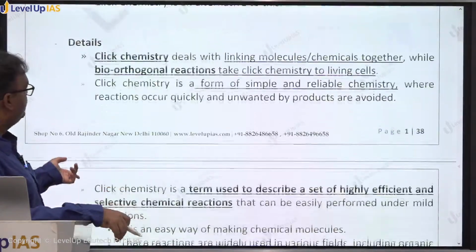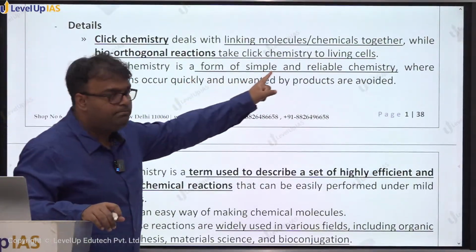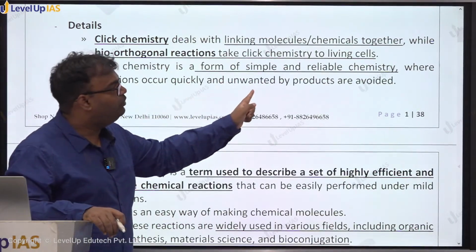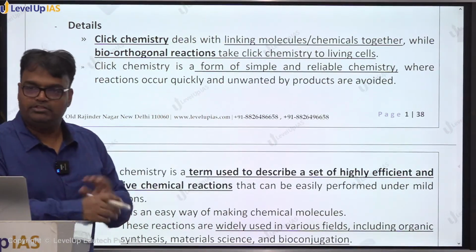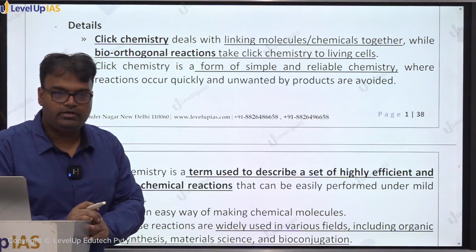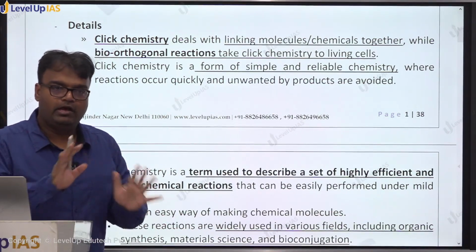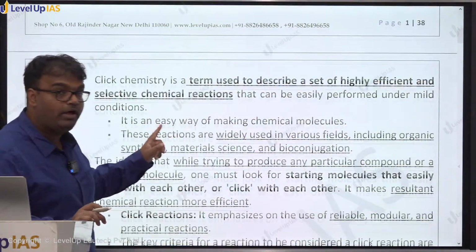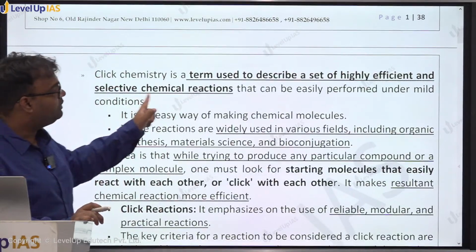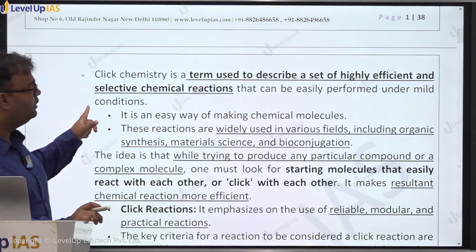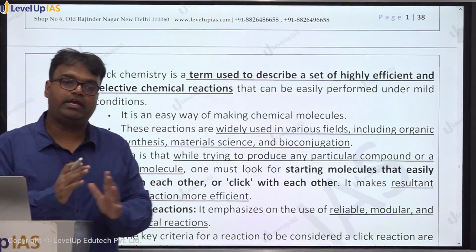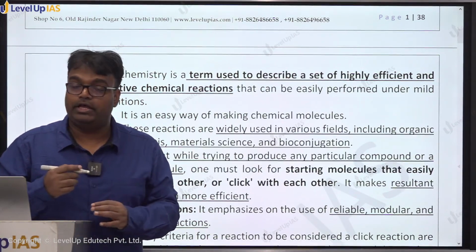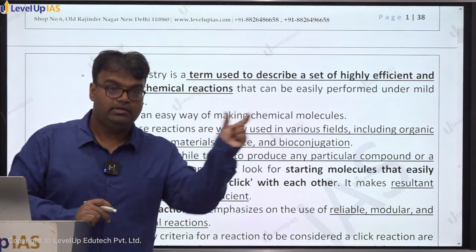So click chemistry is a form of simple and reliable chemistry where reactions occur quickly and unwanted products are avoided. Simpler reactions where reactions can occur quickly without any unwanted products. Click chemistry is a term used to describe a set of highly efficient and selective chemical reactions that can be easily performed under mild conditions. Not every reaction would be considered click. Any reaction which needs to be categorized as click reaction must meet certain criteria.